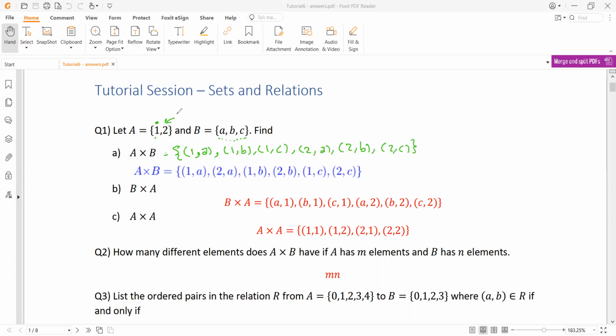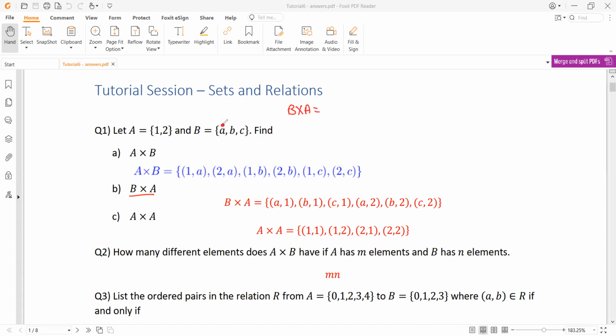And be careful guys, because A Cartesian product with B is not equal to B Cartesian product with A. Here I start with the elements from A paired with the elements from B. But here I need to start with element from B paired with element from A, like here, for example. Would like to do B Cartesian product with A.